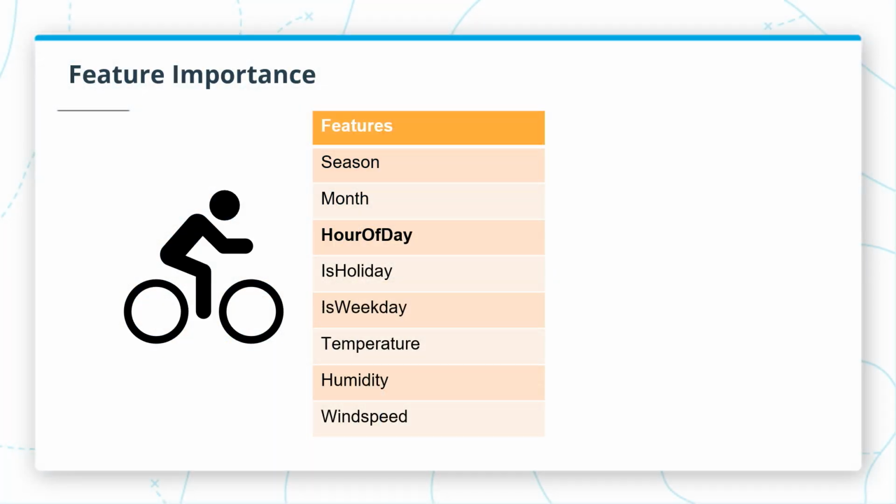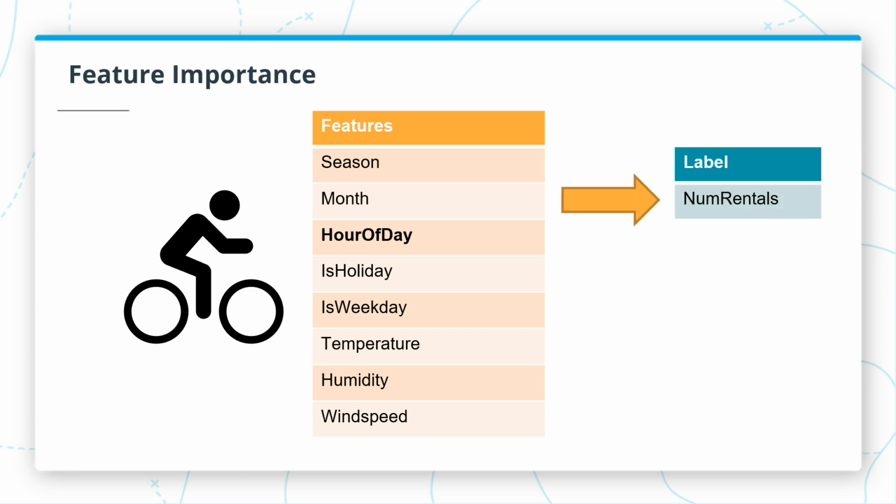Take, for example, the task of predicting the number of bike rentals. Some of the features we might have in this data set when predicting the number of bike rentals could be season, month, hour, if it's a holiday, if it's a weekday, the temperature, the humidity, and the wind speed. We want to use these features to predict the number of rentals.